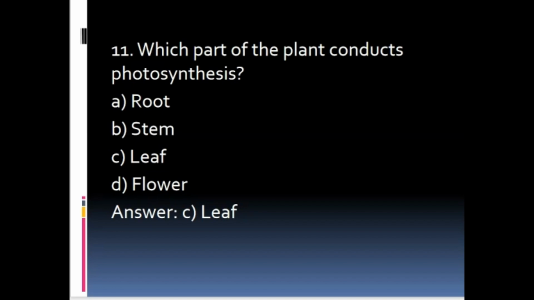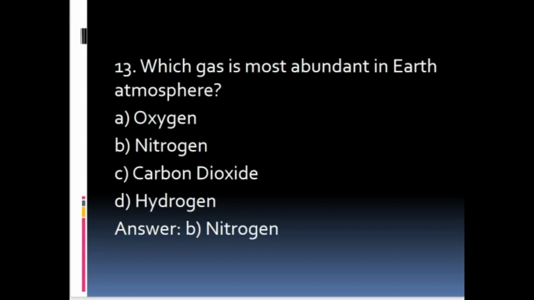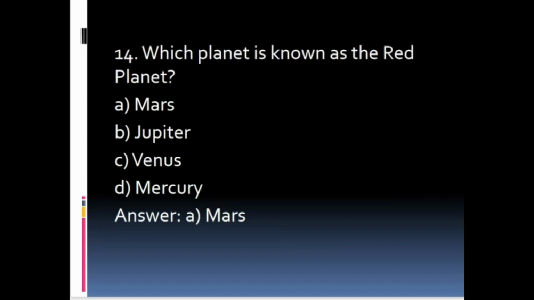Root, stem, leaf, flower. Answer C. Leaf. What is the chemical symbol of sodium? Na. Answer A. Na. Which gas is most abundant in Earth's atmosphere? Oxygen, nitrogen, carbon dioxide, hydrogen. Answer B. Nitrogen. Which planet is known as the red planet? Mars, Jupiter, Venus, Mercury. Answer A.